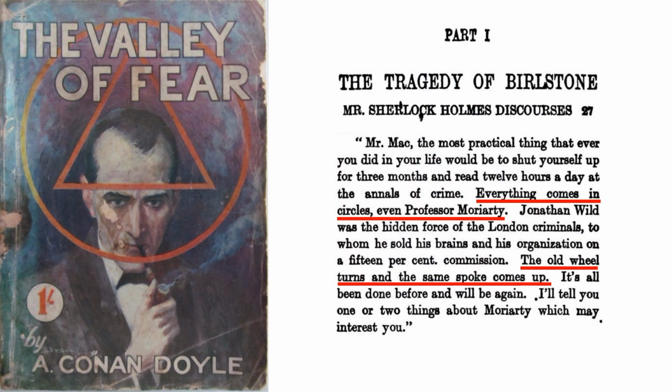Doyle gives some insight on that in his 1915 novel The Valley of Fear, where Moriarty and the crime syndicate of which he's a central figure are described in rotational terms. "Everything comes in circles, even Professor Moriarty. The old wheel turns, and the same spoke comes up. It's all been done before, and will be again." Doyle is drawing up a vicious cycle that repeats indefinitely.